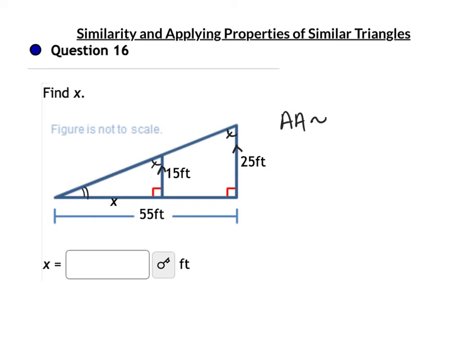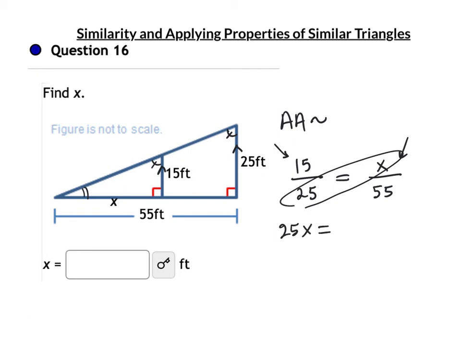Line up the corresponding sides. We can say that 15 is to 25. Now I'm going back to the small triangle. I started with the 15. Of course, you can start with either one, but if I start with the small triangle, then over here I have to start with the small triangle, as x is to 55. That's the side in the big triangle. Cross multiply.